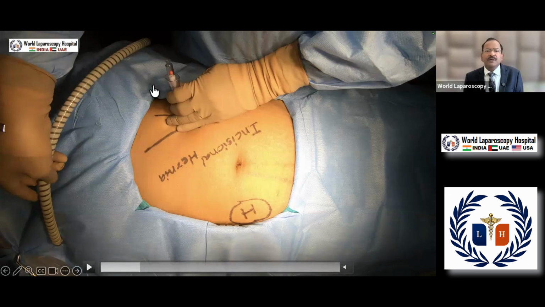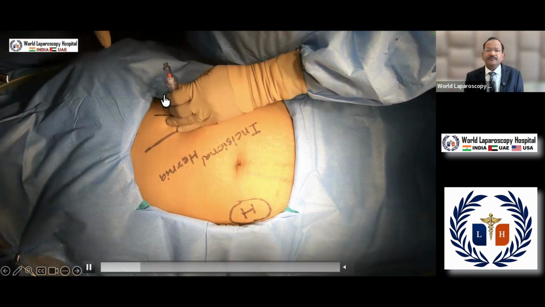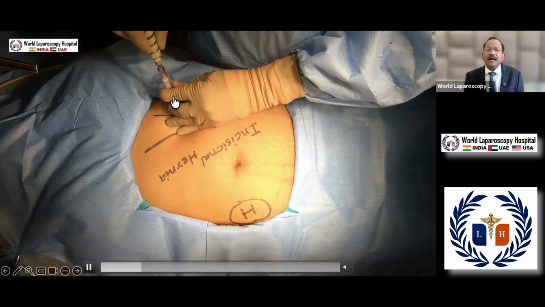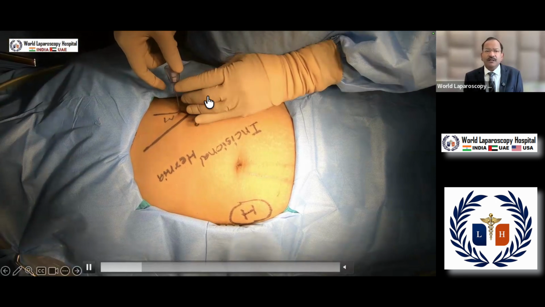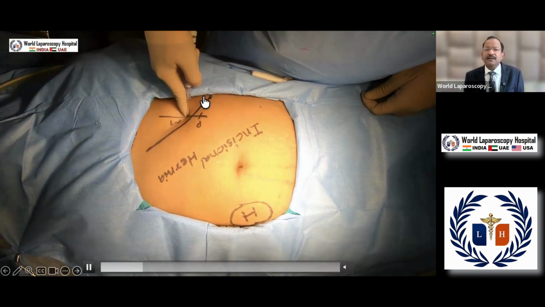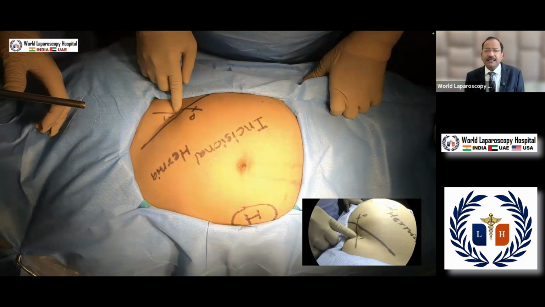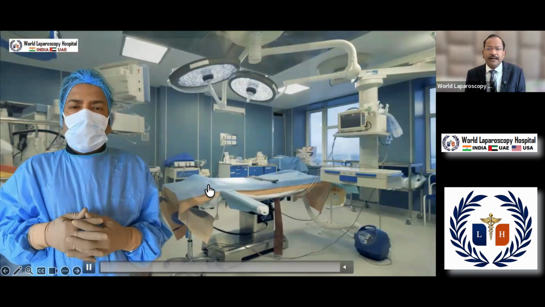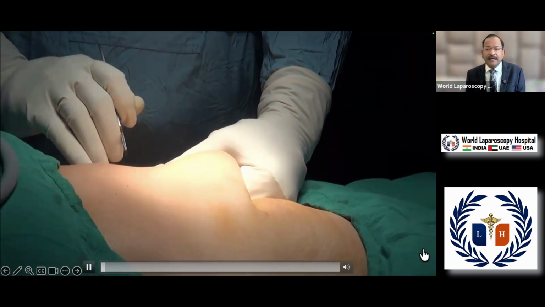After that, attach the tubing of the insufflator and start the flow. And then your eye should be over the insufflator, and within the first few seconds it should go to single digits. And you can see now distension has started.